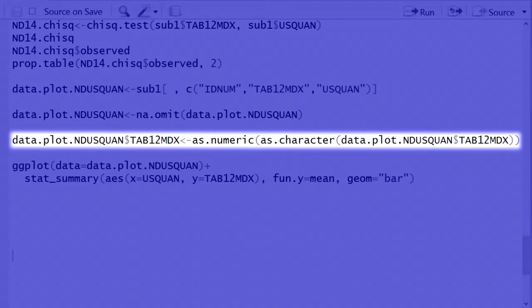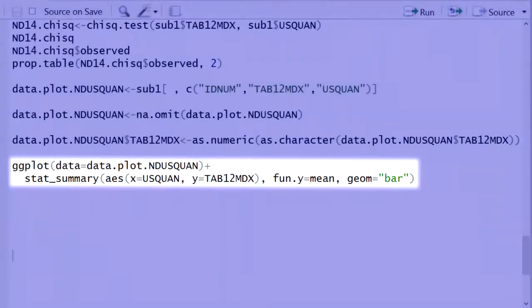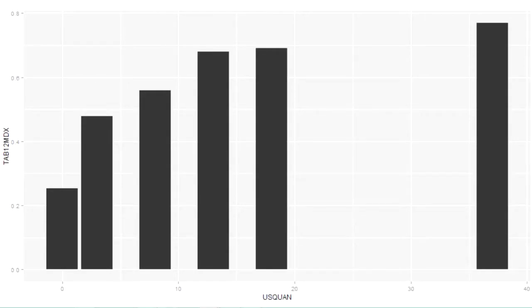But remember that this is just for the purpose of creating a proportion in the plot. In most other cases, tab12mdx should be treated as a categorical variable. Finally, the last command generates the graph by specifying the data set for plotting and the type of graph we want, which is the proportion of nicotine dependence on the y-axis within each category of usual smoking quantity on the x-axis. And this gives us the graphic representation of this positive linear relationship. As smoking quantity increases, so does the proportion of individuals with nicotine dependence.